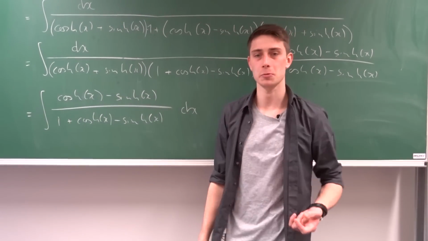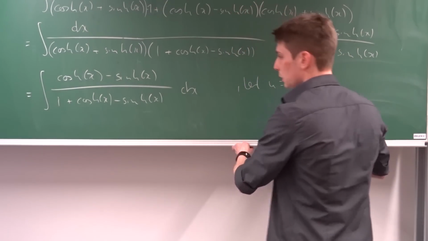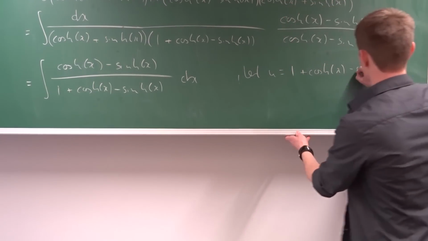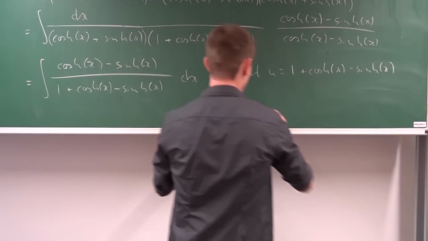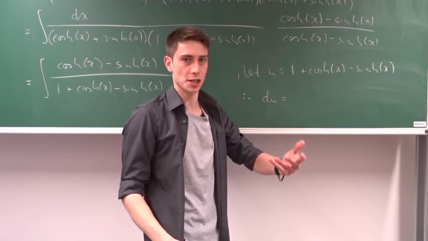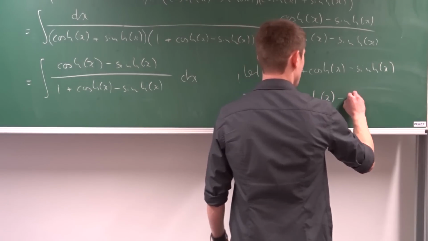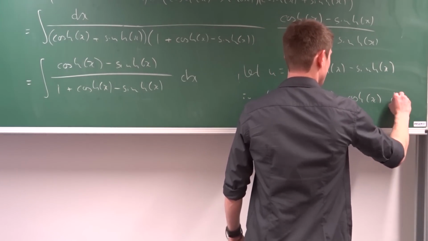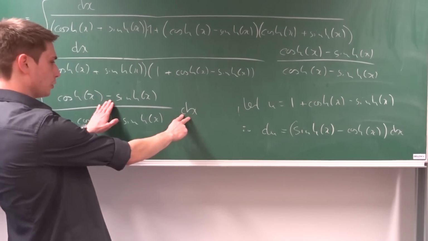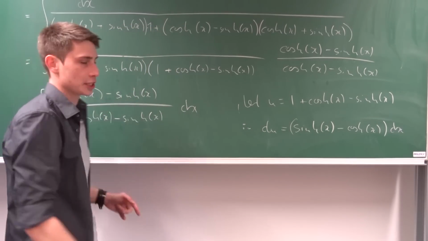And here's the crazy thing, we can now introduce a u substitution. So let u equal to our denominator here, 1 plus cosh of x minus sinh of x. And when we differentiate that, we end up with du is equal to, cosh becomes sinh and sinh becomes cosh, so this is sinh of x minus cosh of x dx. And the great thing is, this is nearly our whole expression right here. We just have to factor out a minus 1, and that would be our original expression.